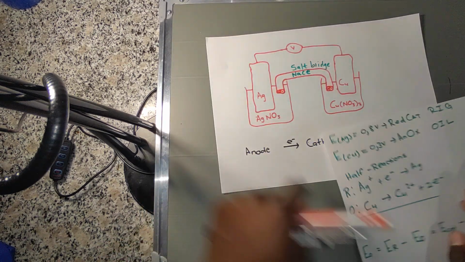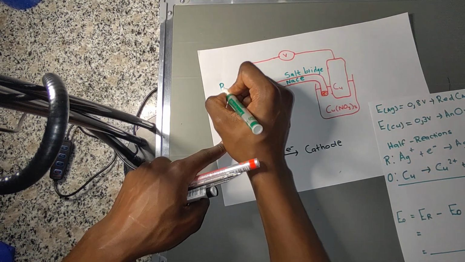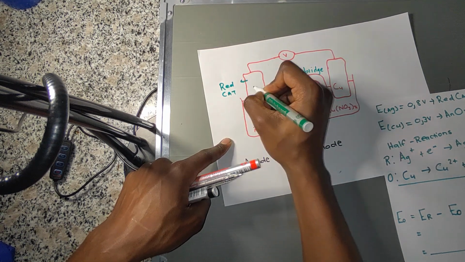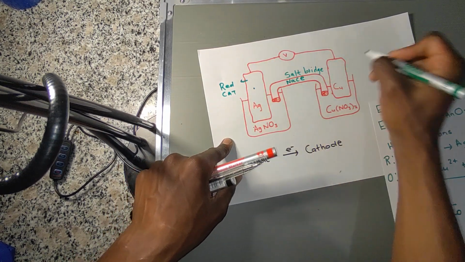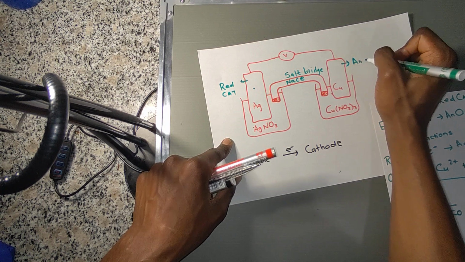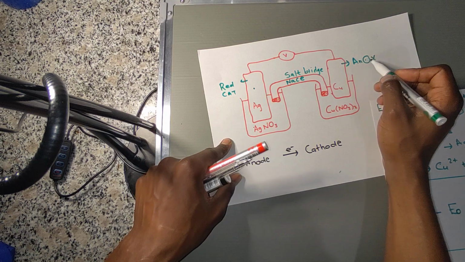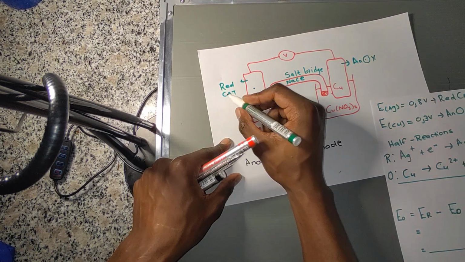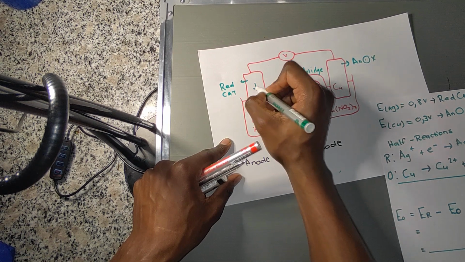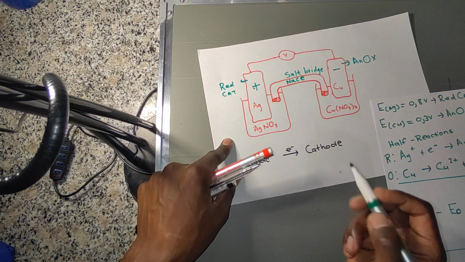So let us come back here. We said this is the red cat. So this is the cathode. This is where reduction takes place. And this is the anode, where oxidation is taking place. Do you remember we said C for cathode and cations? So this is our positive electrode and this is our negative electrode.